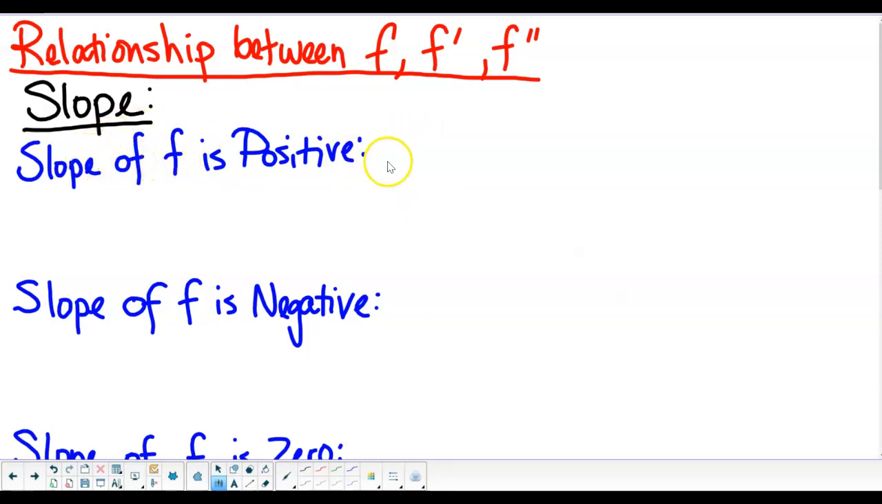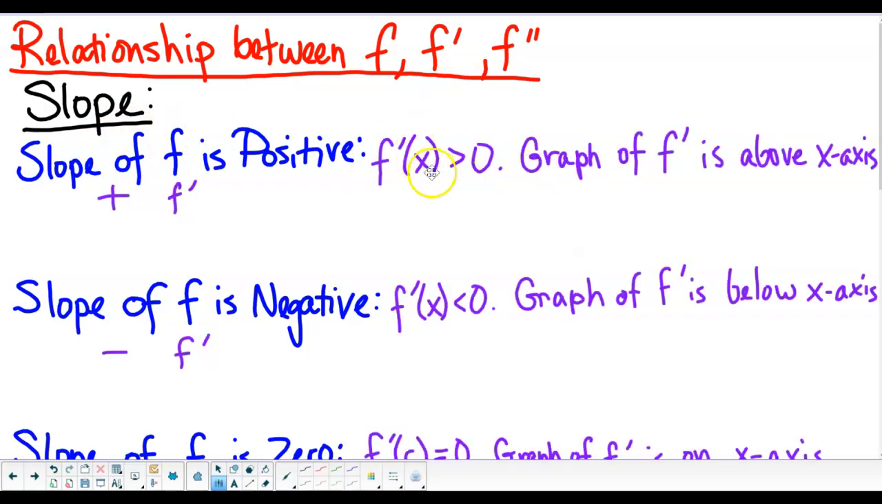So if the slope of f is positive, think about that. It's going upwards, right? What do we know about the first derivative? The first derivative is greater than 0. The graph of f prime is above the x-axis. So that's when our slope is positive. Well, the slope of f is negative when the derivative is less than 0 and the graph is below the x-axis.